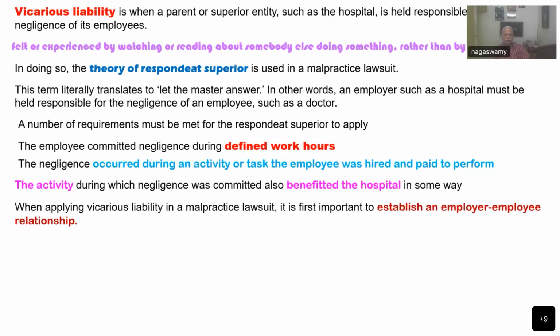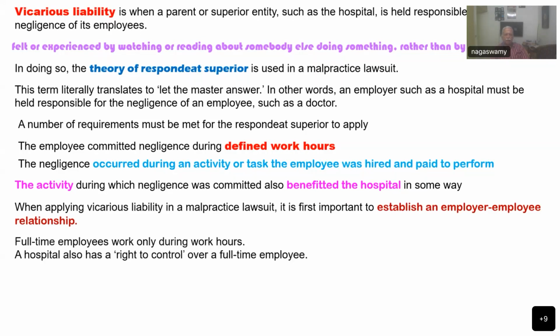When applying vicarious liability in malpractice law, the first thing to establish is an employer-employee relationship. A full-time employee works only during particular working hours. A hospital also has a right of control over a full-time employee. So they can take action on them, they can punish them, they can suspend them, they can even dismiss them. All this control is there for the hospital over a full-time employee.